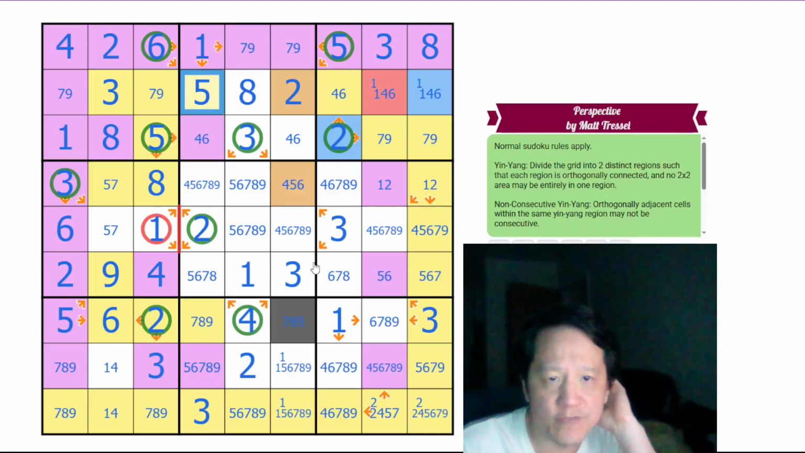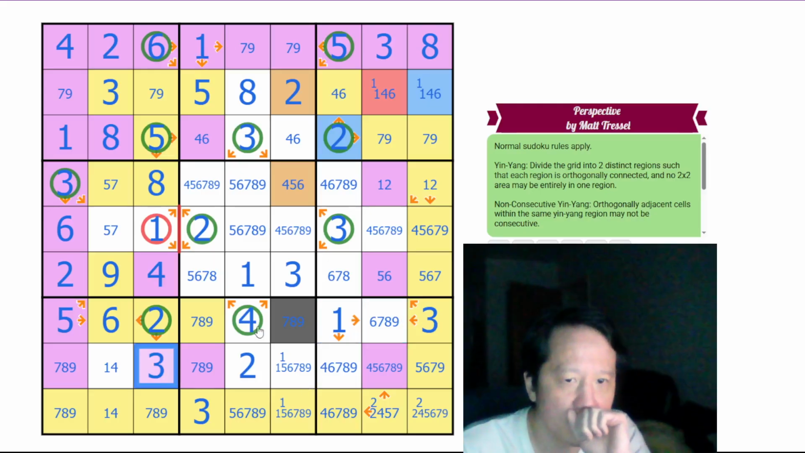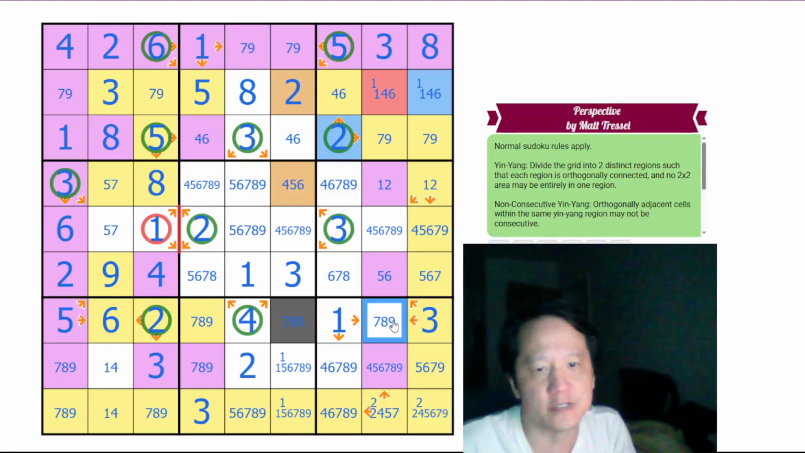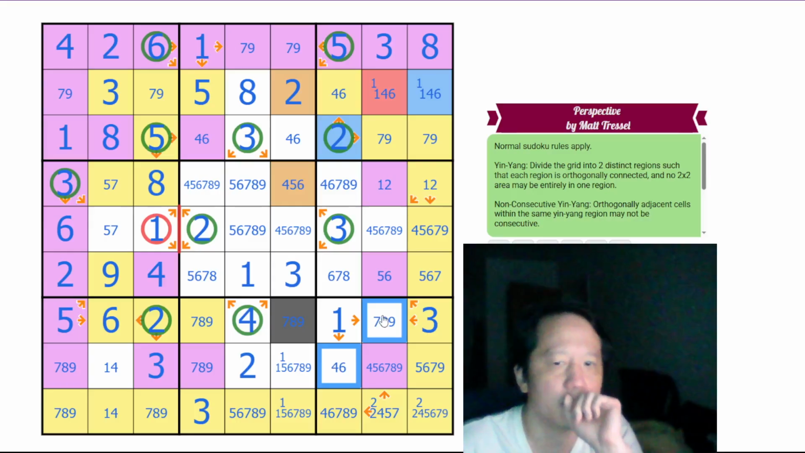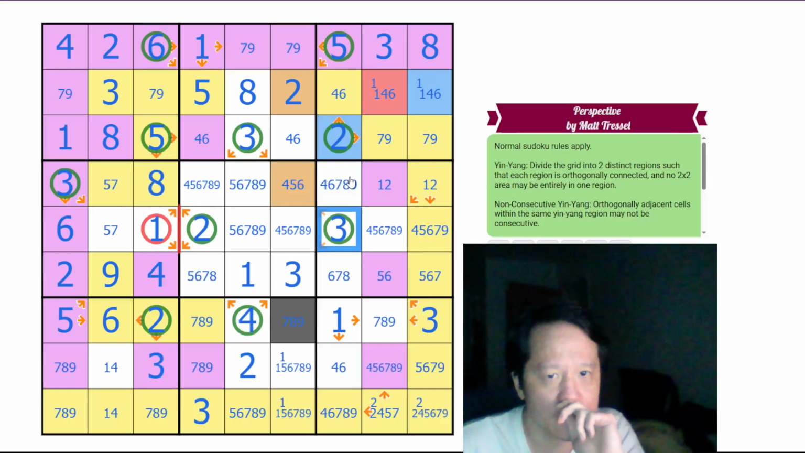Three. We have 3 with 5. So this must not be... this is also pink. So this has to be high. So the 3 is done now also. This is 7, 8, 9. This cannot be 6. So we have a 7, 8, 9 triplet here, which means this is high, so this must be medium here. We don't know the regions, though, still. Okay.